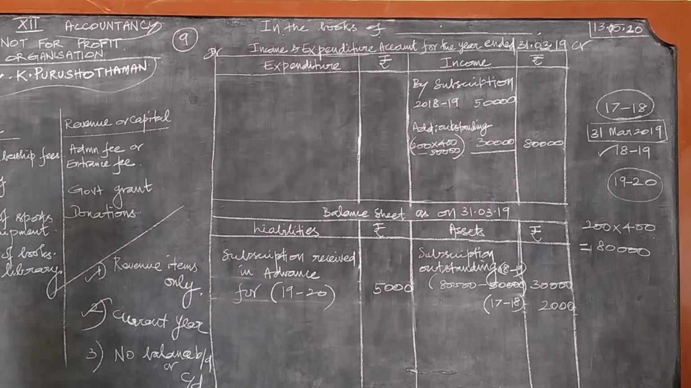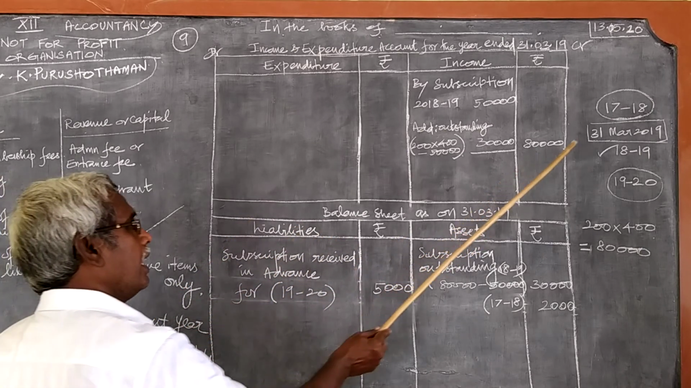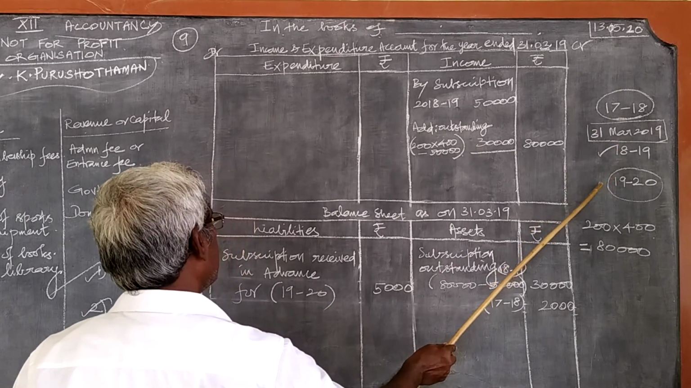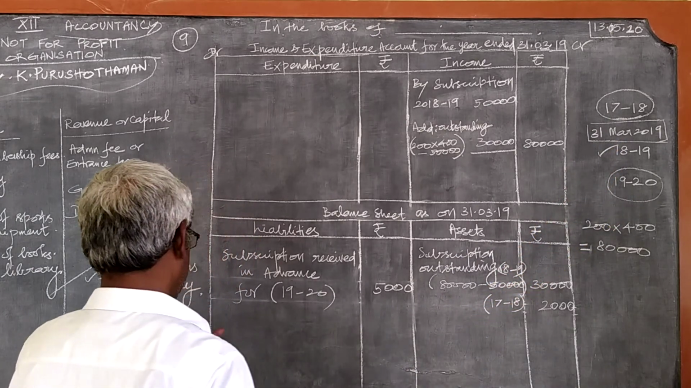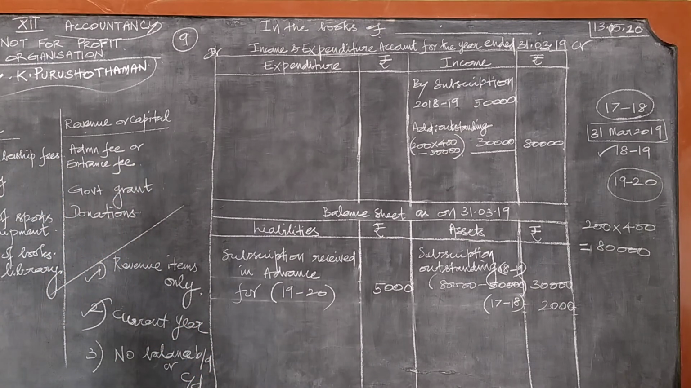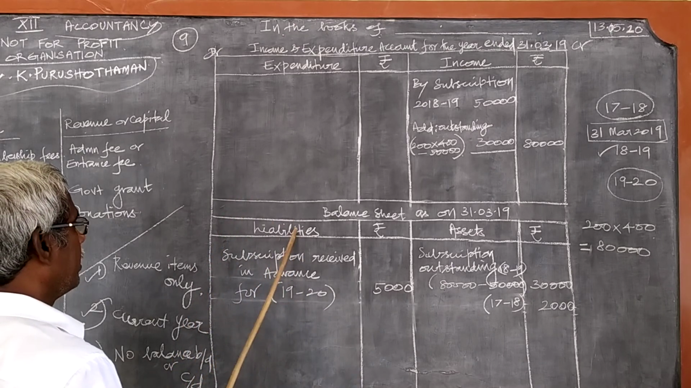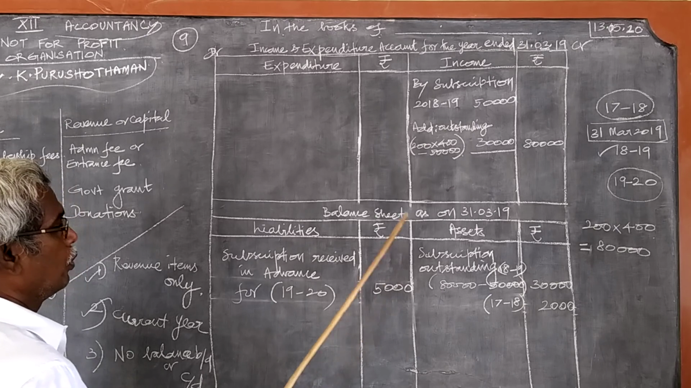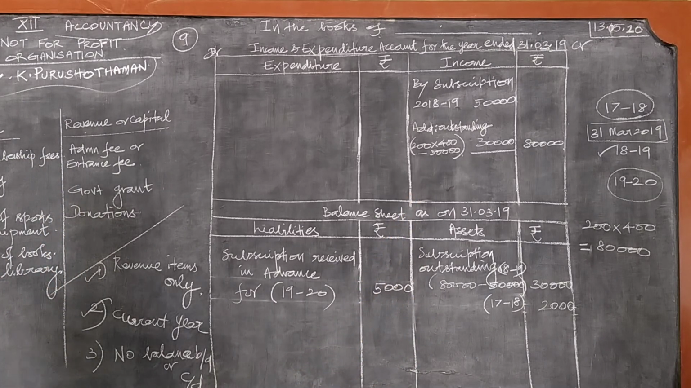And if the subscription is received in advance, it should be shown on the liability side. Since the accounting year is 18-19, if any amount is received for 19-20, that is received in advance. 19-20 means for the coming year. If this year is 18-19, 19-20 is the coming year. So it is received for future. So amount is received in advance. So since the subscription is received in advance, it should be written under liability side. Here this is 5,000. This amount is shown on the tabular column.